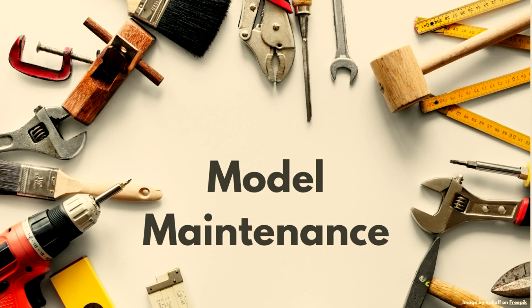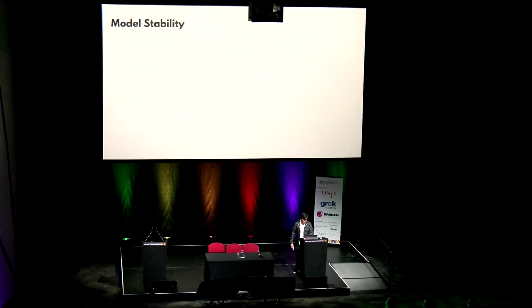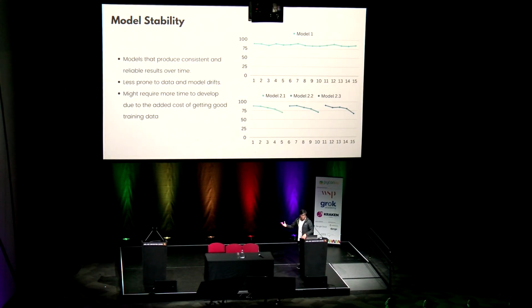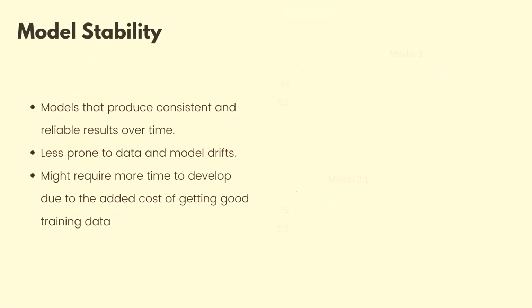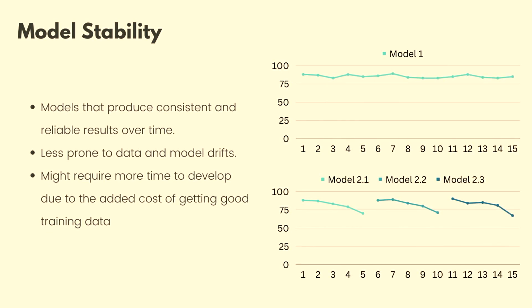Now, lastly, we're going to talk about model maintenance. Here, we have the concept of model stability versus retraining. Models are more stable if you don't need to retrain them from time to time, like the first model. And it's less prone to model and data drift. However, they might require more time to develop because you need more data sets and more resources to make the model more stable. Unlike the second model, where you need to retrain periodically if the performance goes down.